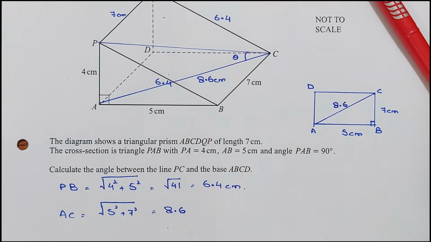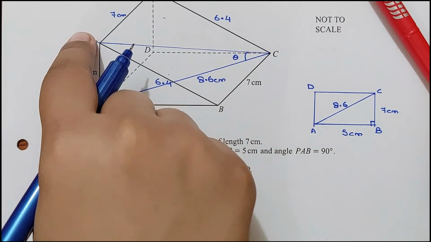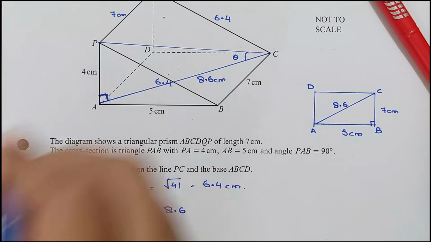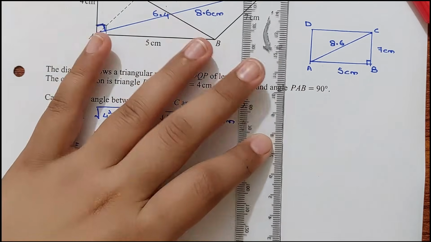Now we have to find the angle. So AC and P, ACP. Again, this is a right angle triangle. We have to find this angle theta. So let me draw this triangle separately again here.